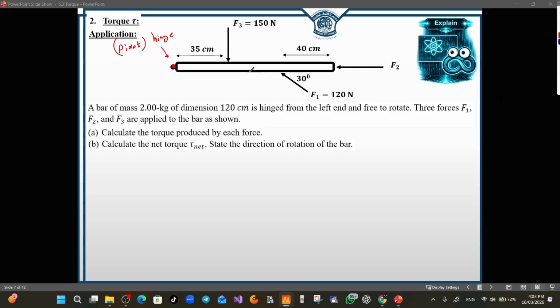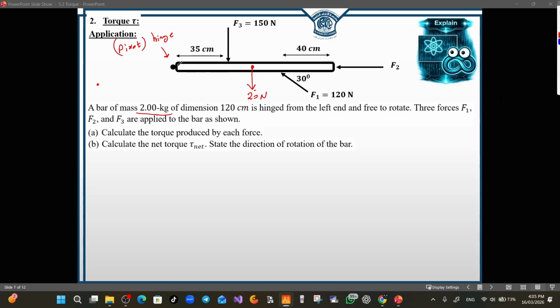But in addition to these three forces, remember, since we have mass for the bar, then there is a force of gravity acting exactly at the center of mass of the body. So this is the force of gravity here. Since the mass of the object is 2 kilograms, let's calculate the force of gravity immediately: 2 times 10, which is 20 Newton.